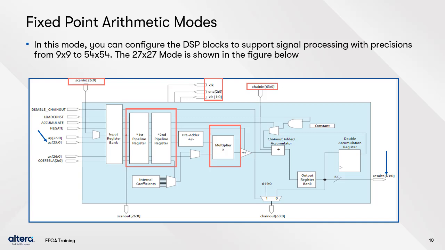In fixed point arithmetic mode, you can configure the DSP blocks to support signal processing with precisions from 9x9 up to 54x54. The features are increased 9x9 multipliers count, with 3 9x9 multipliers for every 18x19 multiplier. A pipeline register increases the maximum DSP block operating frequency and reduces the power consumption. Dynamically switch multiplier inputs through scan-in and chain-out signals.